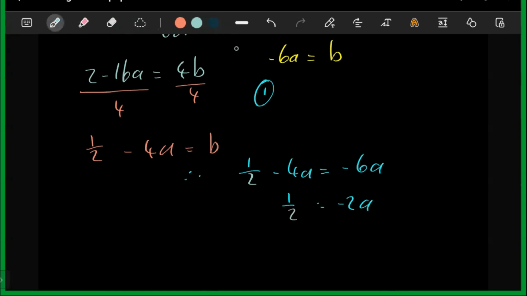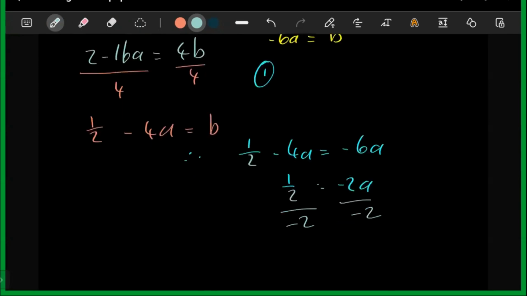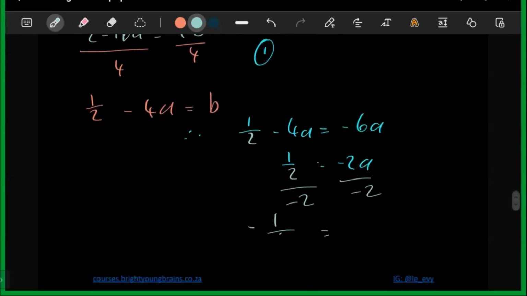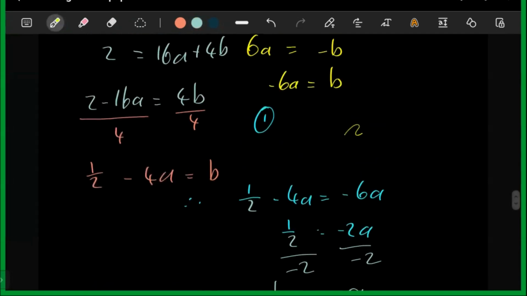Thank you. So a half, then I need to divide it by -2. Dividing it by -2 gives a -1/4. That definitely works fine because now our value of b, we can say -1/4 here. This is going to give us a +6/4. So what is the value of b? b is going to be 3/2.